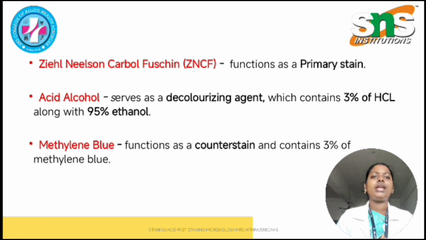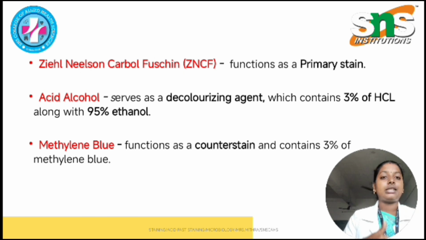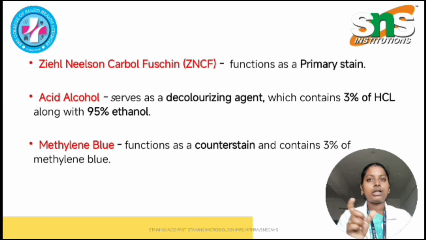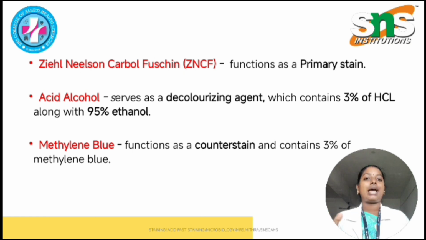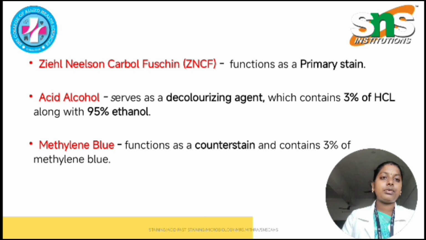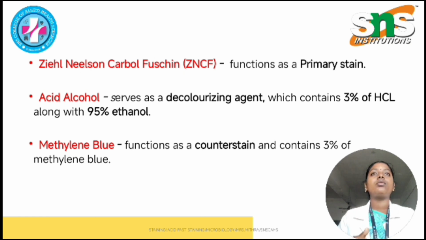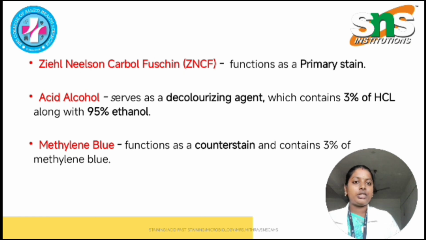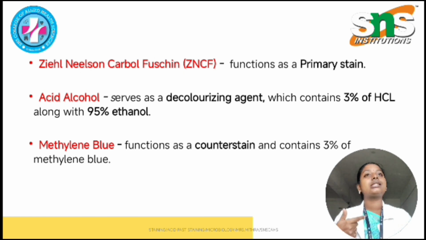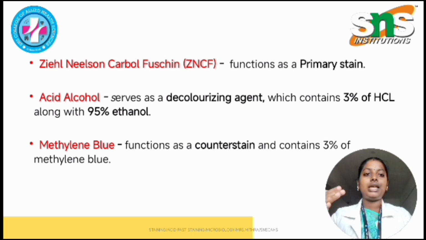So we have named the Ziehl-Neelsen carbol fuchsin as primary stain because this is the first stain which is used in this staining procedure. And second one is acid alcohol. Acid alcohol is a combination of both acid and alcohol. It contains 3% HCl along with 95% ethanol. And coming to the methylene blue, it acts as counterstain or secondary stain, and it contains 3% methylene blue, right? So these three reagents are used for the acid fast staining.